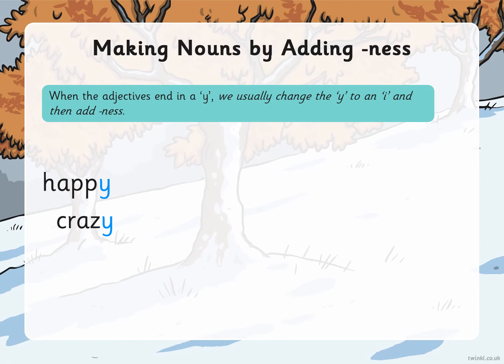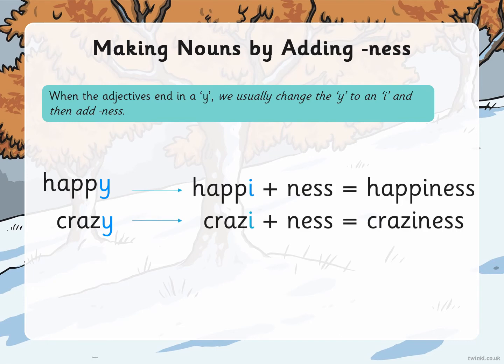We also looked at what happens when the adjective ends in y. And we looked at how we change the y to an i before adding the ness suffix. So we looked at the examples happy and crazy. Both of these adjectives end in the letter y. So if we are changing it by adding the ness suffix, we would drop the y and add an i. So happy would become happiness and crazy would become craziness.